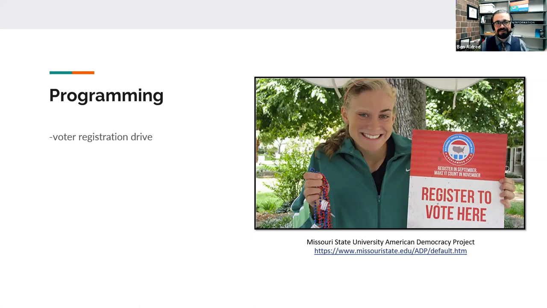Mid-September is great in terms of the distance to the November general election. So there's still, in, I think, almost all states, time to register at that point ahead of time and have your vote counted. And you could even, within that context, invite local representatives or state representatives to the library as part of that programming, help encourage that and build that connection to the community.